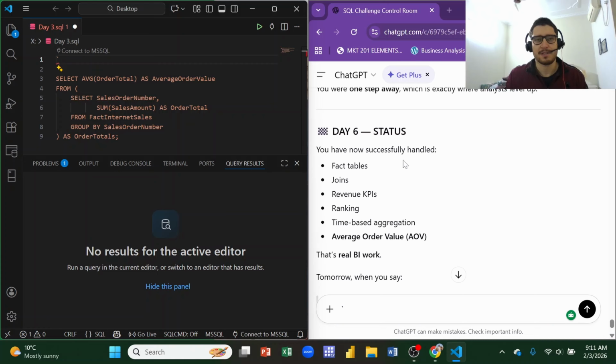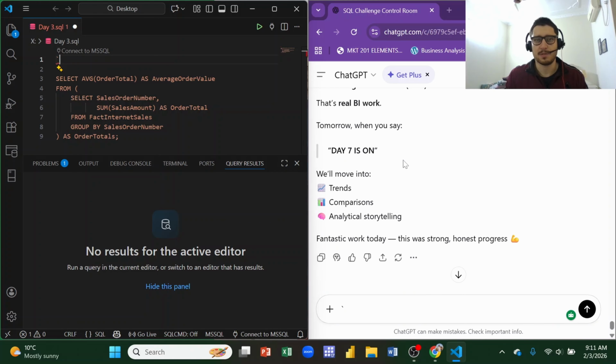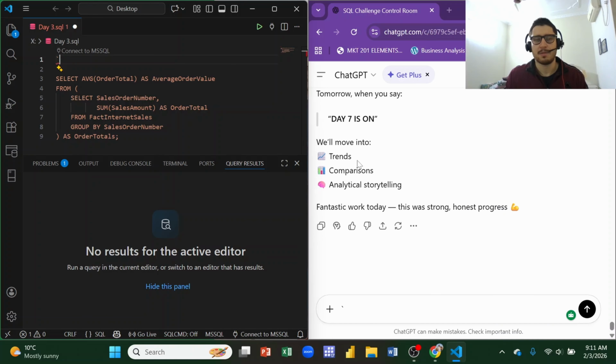Yesterday we had a wonderful session and it went for around 2 hours and 30 minutes, which was good. Today on the agenda we have trends, comparison and analytical storytelling, and today we will be focusing on these aspects. And before moving forward, yesterday we stopped at a query.